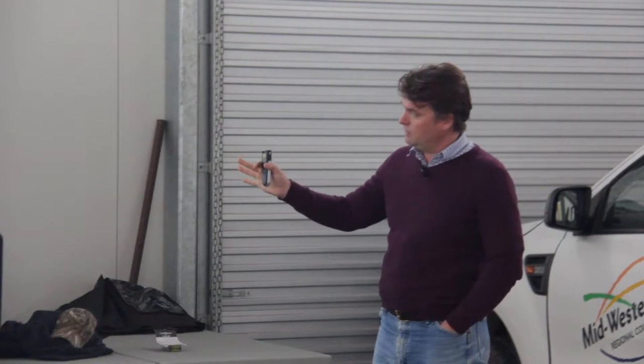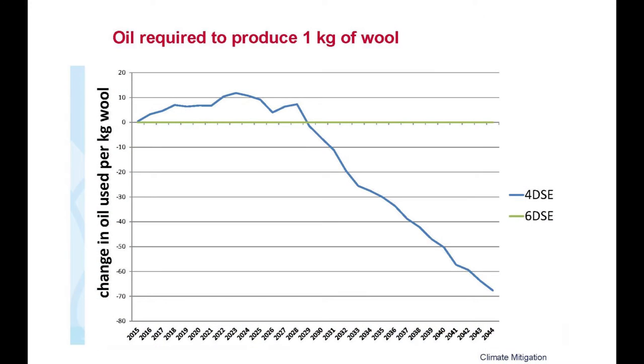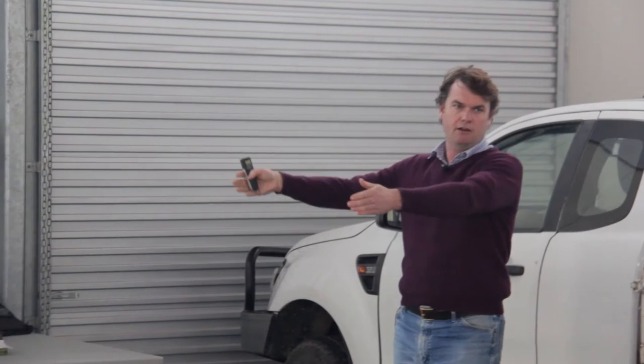And so the other one that I put up was how much oil would be required to produce a kilogram of wool. Now, once again, you know, if you change the system, you end up after 30 years requiring less oil to actually produce a kilogram of wool. The reason for that is because that 6DSE system has a lot more wheat going into it. You need to supplement the 6DSE, you've got a higher stocking rate, so you need to feed the sheep more wheat. And so that does a couple of things. One, you need more land because suddenly you're cropping areas out to get the wheat.